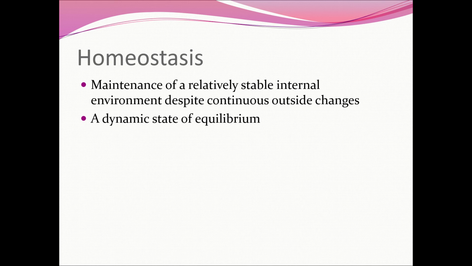Now let's talk about homeostasis. Homeostasis is the maintenance of a relatively stable internal environment despite continuous outside changes. It is called a dynamic state of equilibrium because the body has to stay within a set range, which is the equilibrium part. However, conditions are constantly changing, and that's the dynamic state. And so the body has to work to maintain a relatively stable internal environment, aka equilibrium, despite continuous outside changes. That's the dynamic part.